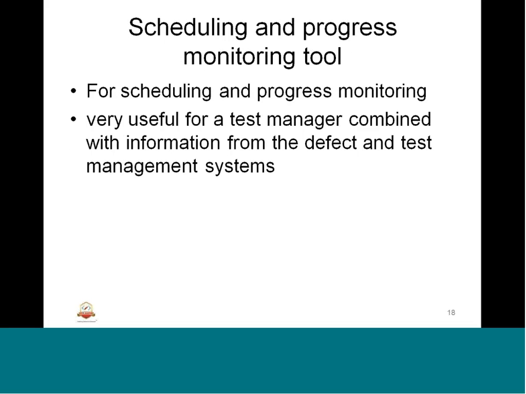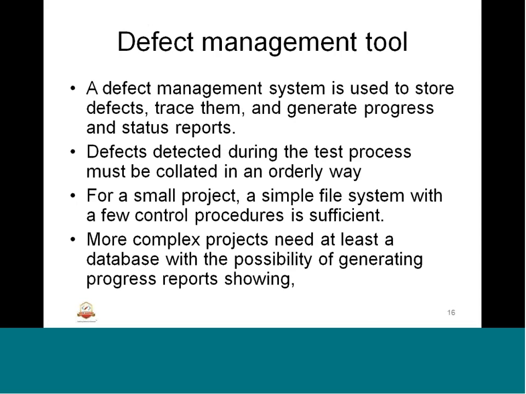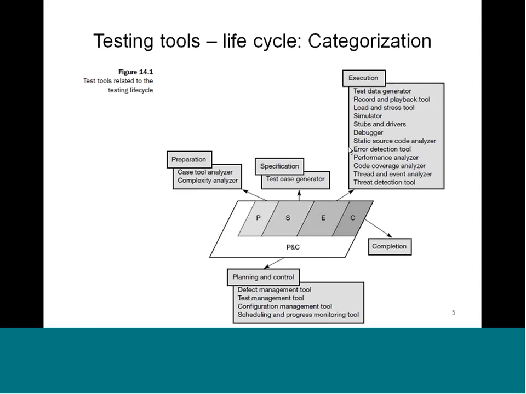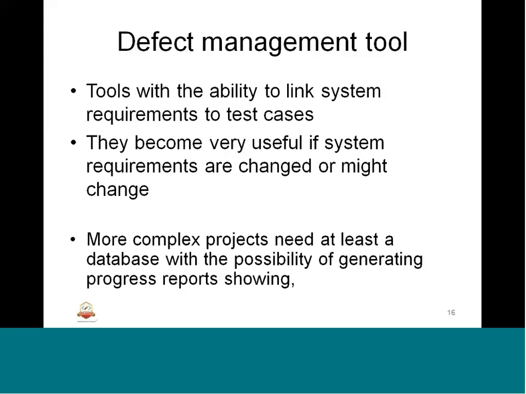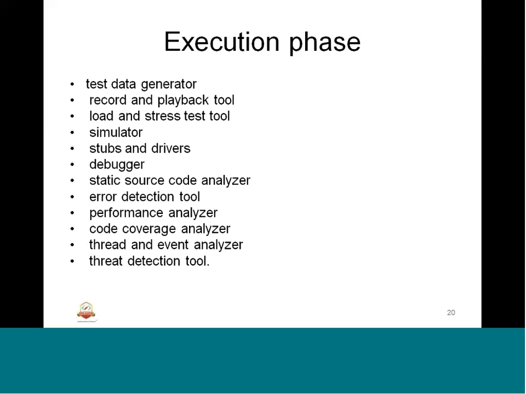So next we have execution. The execution can be done with a number of tools and various types of things. Definitely a minimum of 3 to 4 tools is used for any embedded system of moderate complexity. And here is a list of the types of tools used in the execution phase. Test data generators, record and playback tools, load and stress test tools, simulators, which we have studied, stubs and drivers, which we studied today, and debuggers. We know that IDEs are used as debuggers for code analysis and all that.